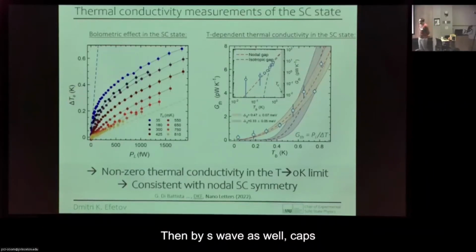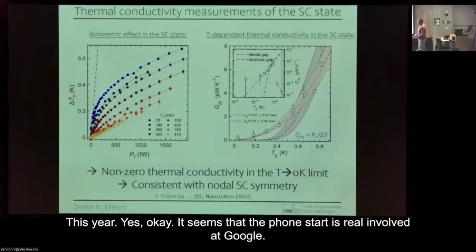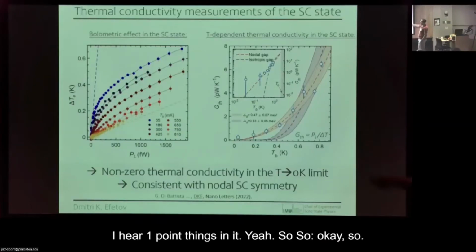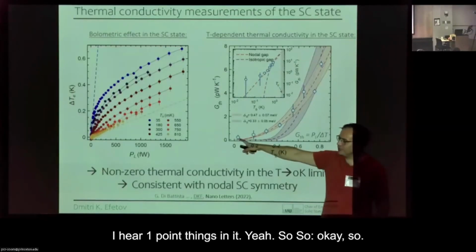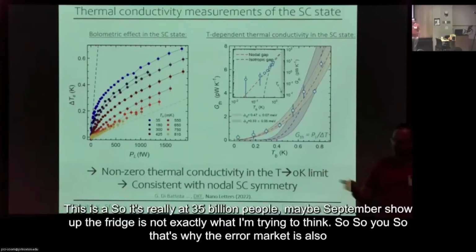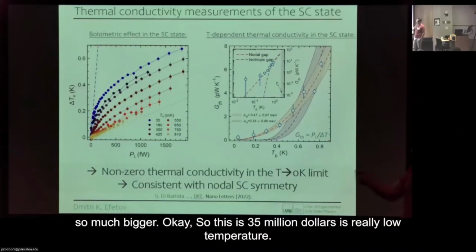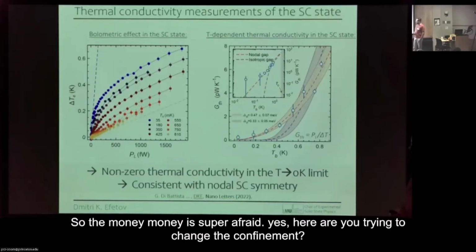Why at the low temperature is it off? If you look at your data insets, it seems that the points start really off at lower temperature. Yes, this one point. This is a millikelvin temperature, 35 millikelvin. At 35 millikelvin, maybe the temperature of the fridge is not exactly the electronic temperature. That's why the error bar here is also so much bigger. This is really low temperature, so one needs to calibrate the electron temperature very carefully.